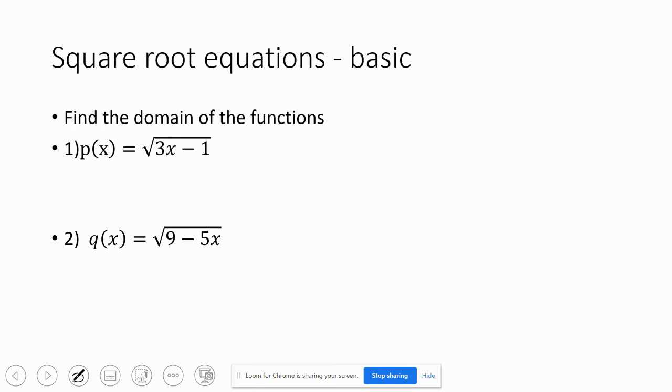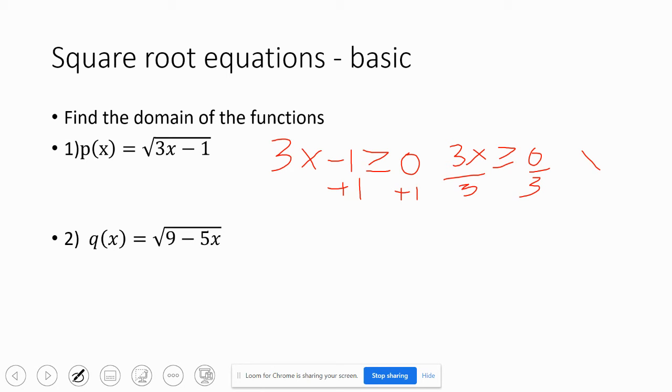Square root functions. You want to show that the radicand, the part inside the radical, is not less than 0. So you do 3x minus 1 has to be greater than or equal to 0. Solve for x: plus 1, plus 1. So 3x has to be greater than 0. Divide by 3, divide by 3. X has to be greater than 0.